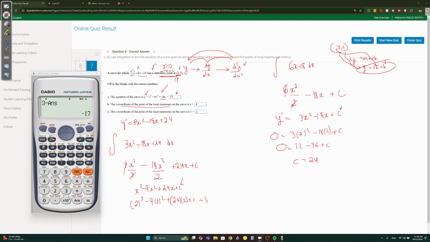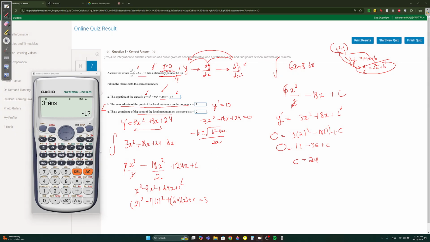The x coordinate of the point of the local minimum and maximum. Okay, here we just do what? y prime is equal to 0. Right? What was our y prime? It was this: 3x squared minus 18x plus 24 equals 0. Depending on whether or not you have a calculator, you have to use the quadratic formula. So it's going to be minus b plus minus root b squared minus 4ac over 2a.